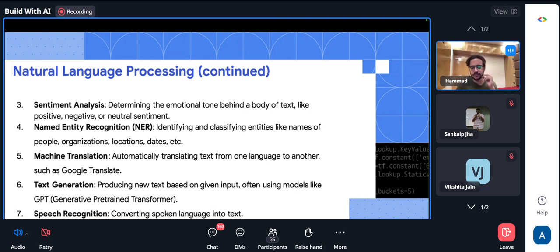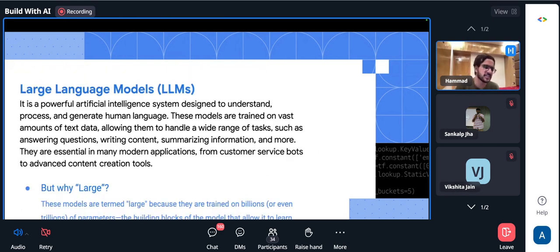Then text generation is done via GPTs, as we have all used the generative pre-trained transformer. Then we have speech recognition, that is also a part of NLP. So yeah, you can see the use cases of NLP in this slide. And coming to large language models now.